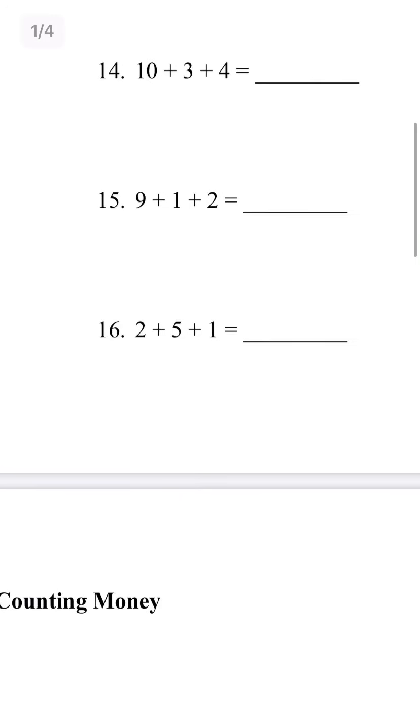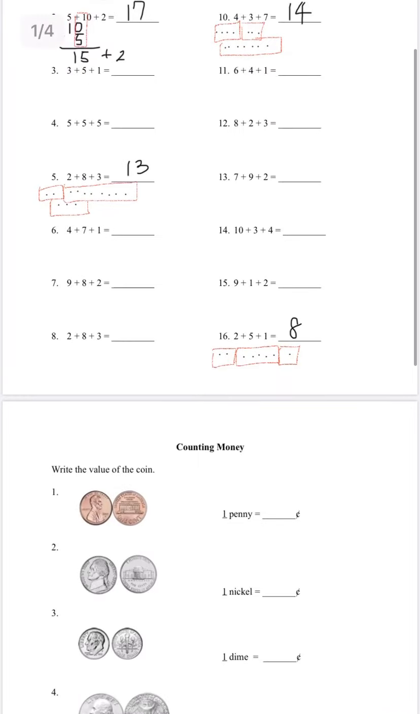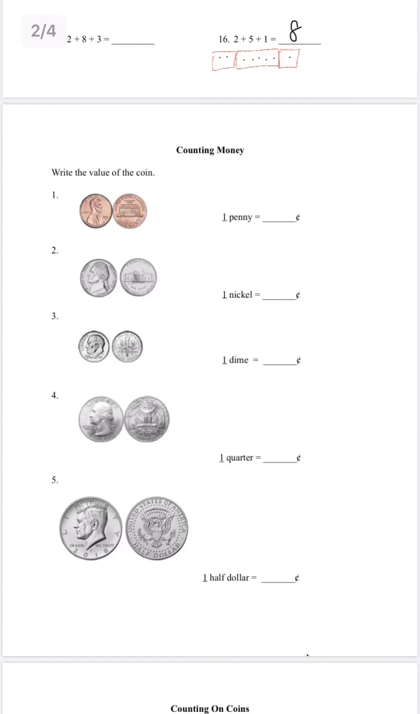And then now let's try number 16. 2 plus 5 plus 1. 1, 2, 1, 2, 3, 4, 5, and then 1 more. So 2, 3, 4, 5, 6, 7, 8. So our answer is 8.